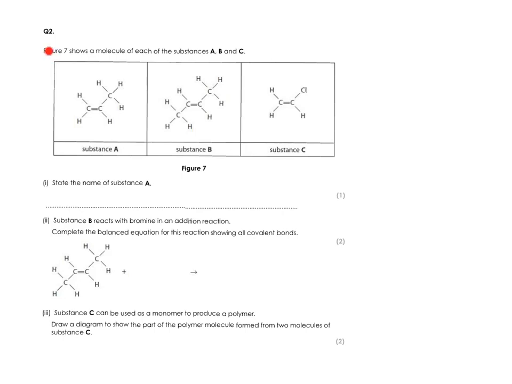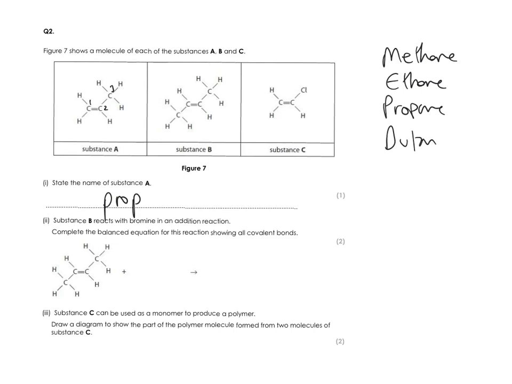Okay, so figure 7 shows a molecule of each substance, A, B and C. Name substance A. Substance A has 1, 2, 3 carbons in its chain, so that's going to be prop. Remember, monkeys eat peanut butter is how you can remember the names of the first 4 chains of carbons. So it's prop, but there is a double bond here, so propene is the name.